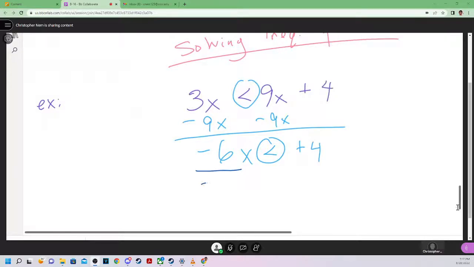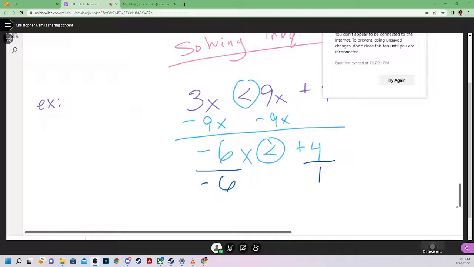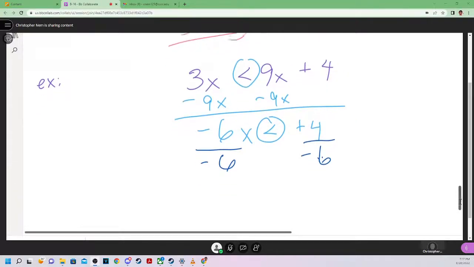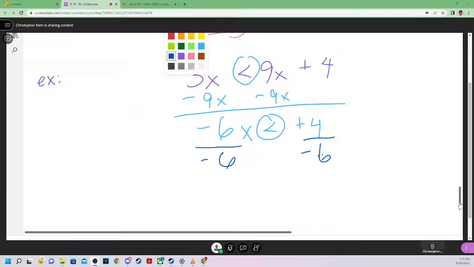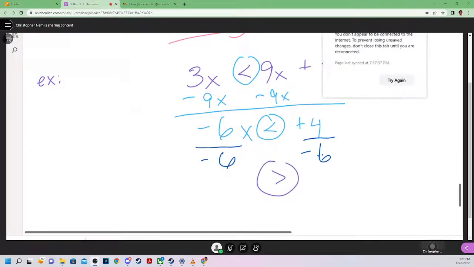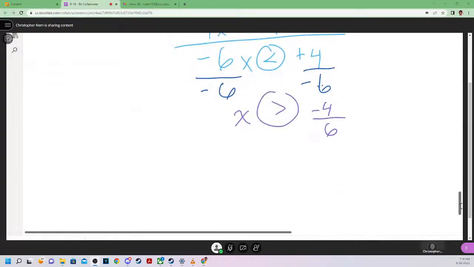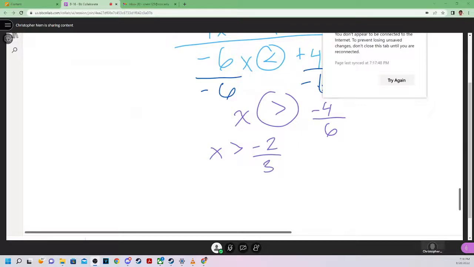I'm dividing by negative 6. Now, remember, I divided by a negative 6, a negative number. If you divide or multiply by a negative number, automatically you will have to change your direction. So let's go ahead and change the direction of our symbol. Boom. It changed direction. So we have x is greater than negative 4 over 6, which is the exact same thing as saying x is greater than negative 2/3 if you simplified it out.